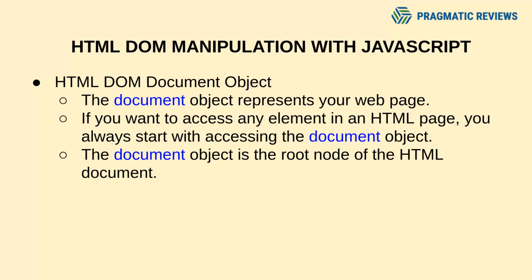So the HTML DOM document object represents your web page. If you want to access any element within an HTML page, you always start with accessing the document object, and the document object is the root node of the HTML document.